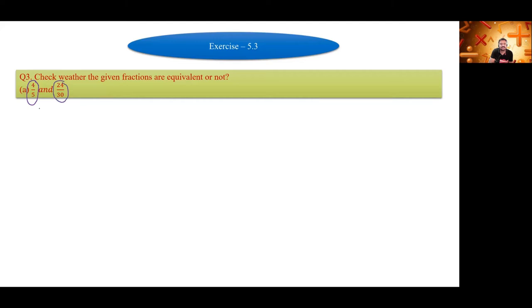Okay. Now, this fraction 4 by 5 is in the simplest form. We will bring this fraction in simplest form. It is not in the simplest form. So we will bring this fraction in the simplest form. So we will write both the fractions 4 by 5 and here is 24 upon 30.